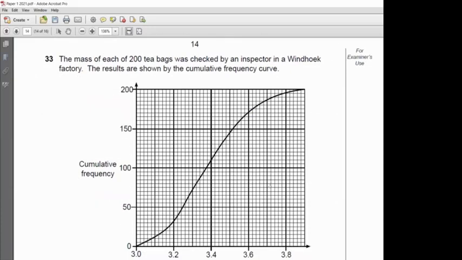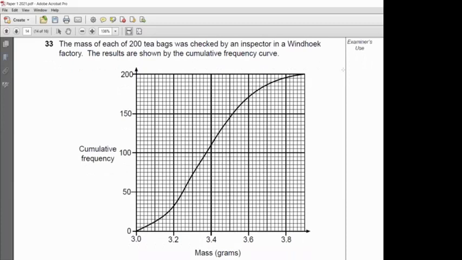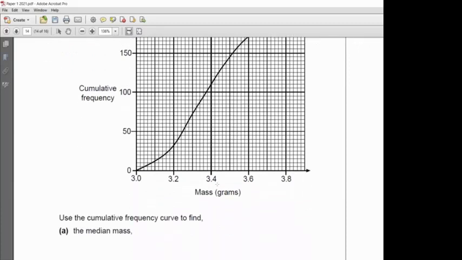Okay, number 33. The mass of each of 200 tea bags was checked by an inspector in a Vintage factory. The results are shown in a cumulative frequency curve. Okay, so this is our cumulative frequency curve. Now we want to use the curve to find the median mass.